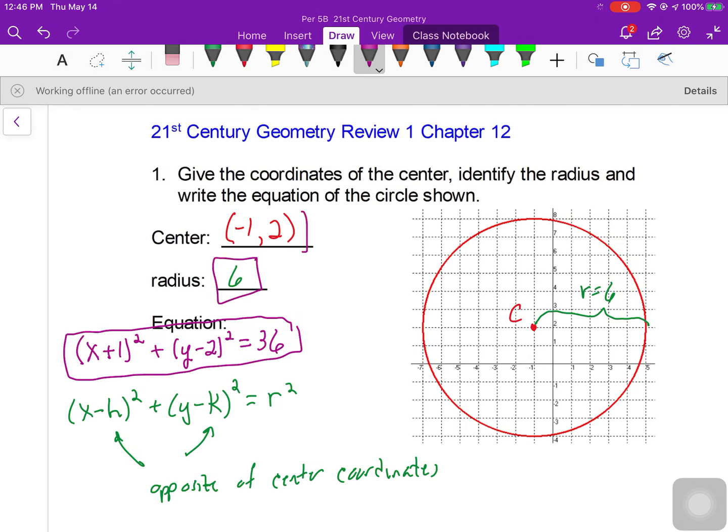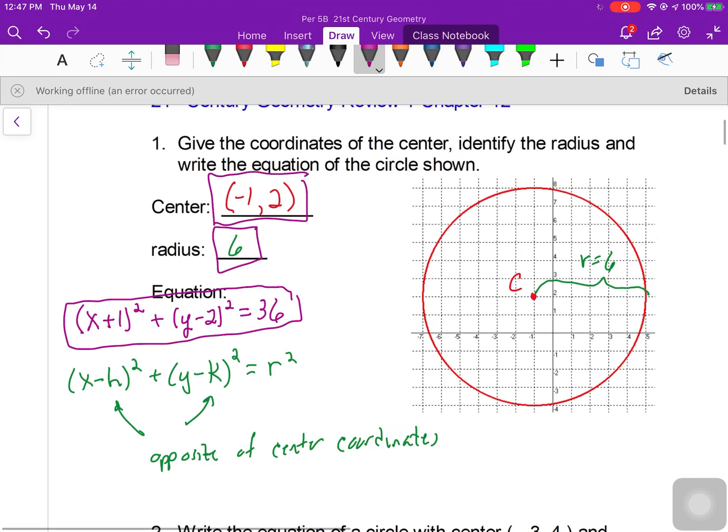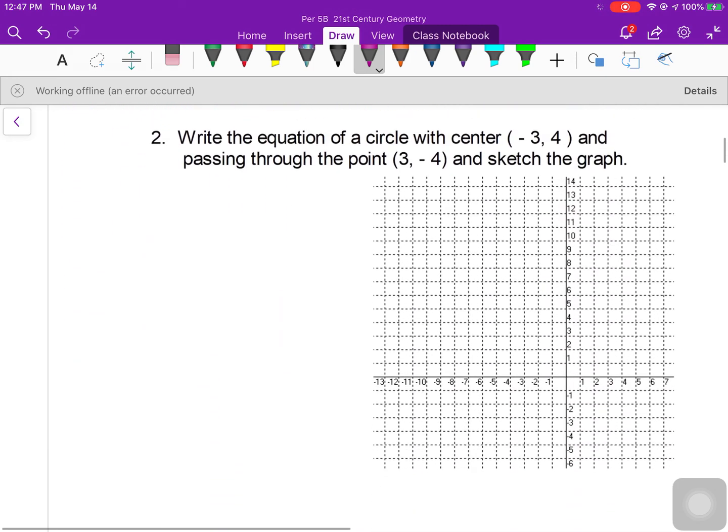And then we have to have the radius squared. When we square 6, we get 36. So this is our equation, and this is our radius, and this is our center. And you should box all your answers when you do this chapter test. Let's take a look at another problem from this very same section.